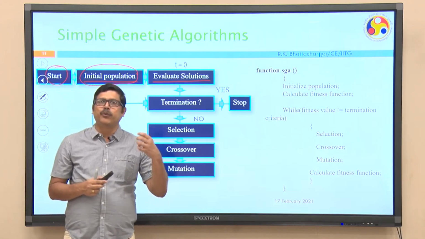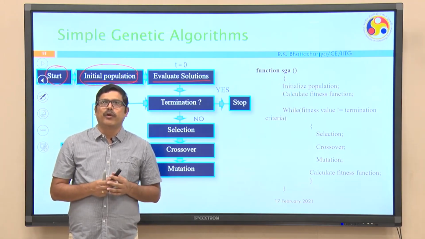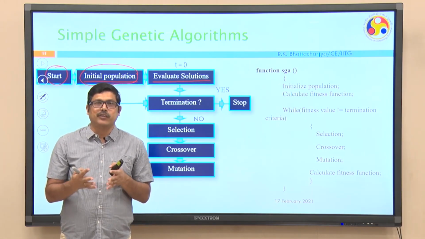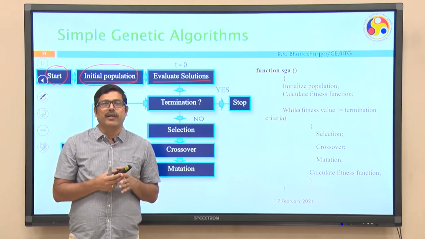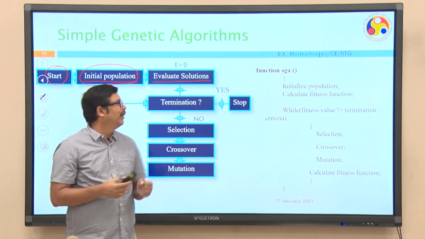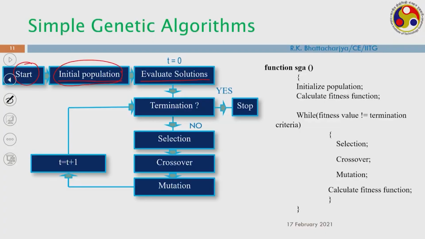You are trying to put a number which will show whether that solution is a better solution or an inferior solution. So you are trying to quantify that using a number, and we call it evaluate solution. I will discuss how you can assign a fitness value to this particular solution, and we call it evaluate solution. And after evaluation, what will you do?